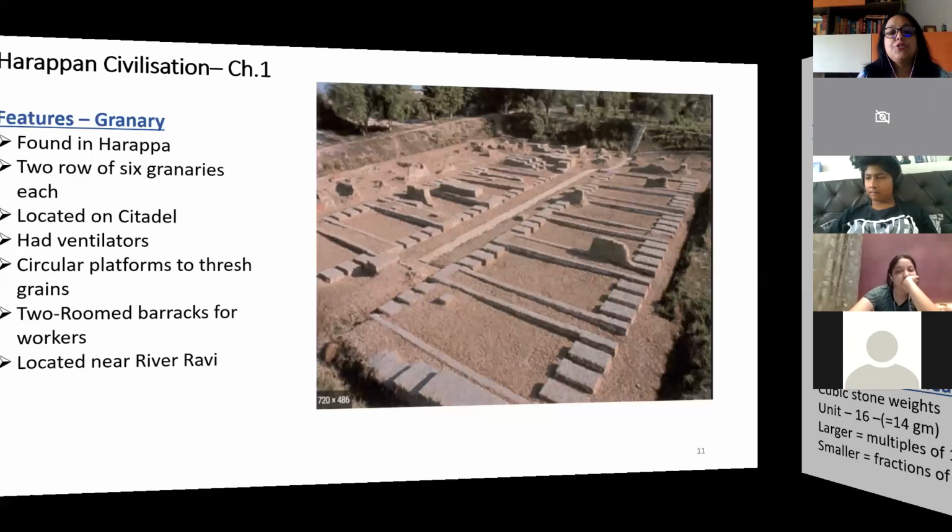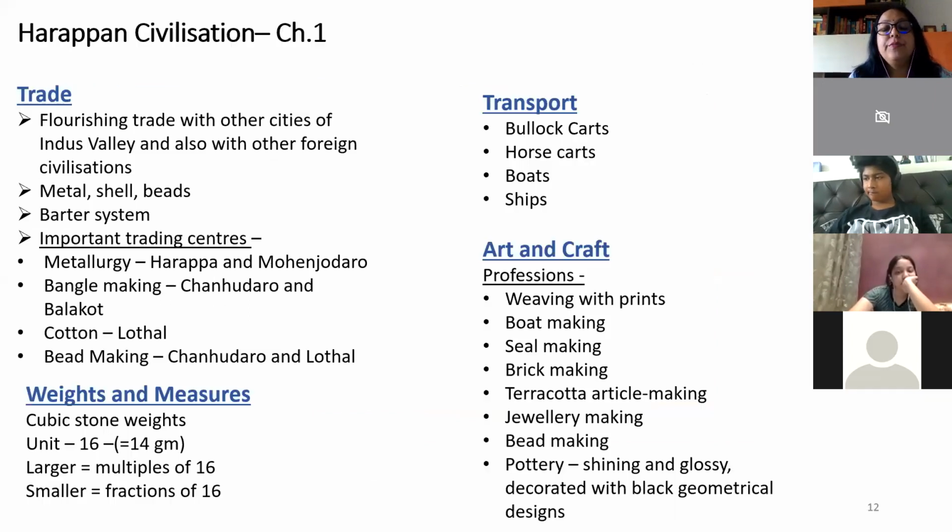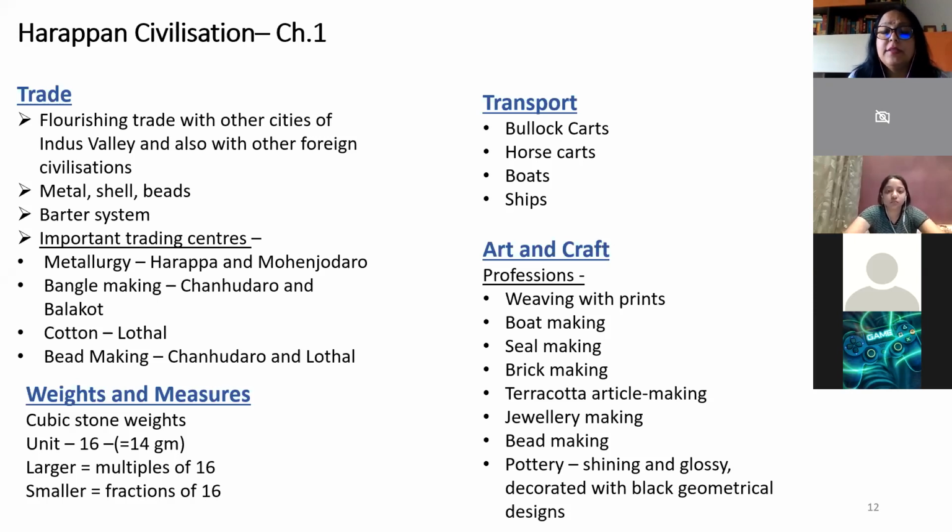Now the next one is trade. We are going to see what trade they did. Harappans had a flourishing trade. They not only had trade relations with other cities in the Indus Valley or within India, but they also had overseas trade. Overseas trade means trade with the Mesopotamian civilization. The Mesopotamian civilization is also called the Sumerian civilization. So they had trading relations with the Mesopotamian civilization as well.